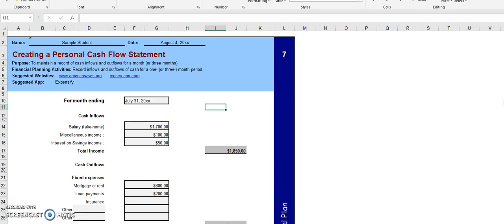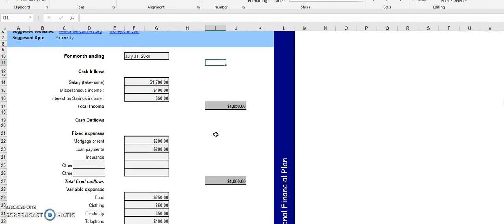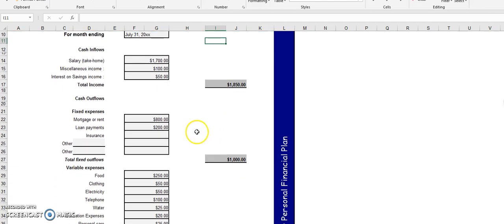In our example, we're going to use an income statement or a cash flow statement, a record of income and expenses, for the month of July, and we're actually going to do that at the end of the month, ending on July 31st. So if we look back at what our income was, we had $1,700 in salary. We had an extra $100 in some kind of miscellaneous income, where we did some work for someone and made $100. And let's say we have interest on our savings of $50. So our cash inflows would be $1,850 for the month of July.